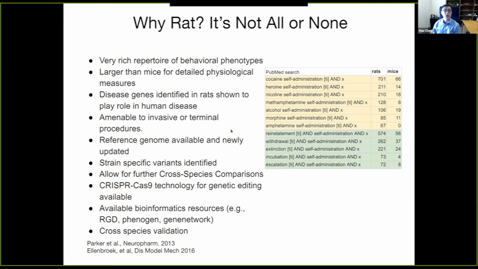So these are some of the advantages of using rats, but it's never clear cut, because there are places where rat is superior to other model organisms. For example, even though CRISPR-Cas9 has been applied to rats, the number of genetically manipulated animals is far less in rats compared to those in mice.